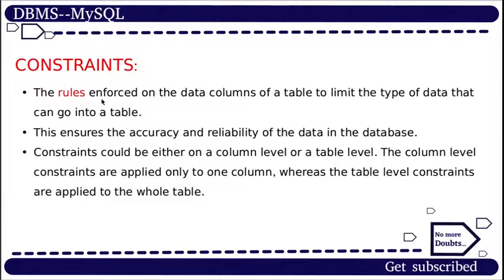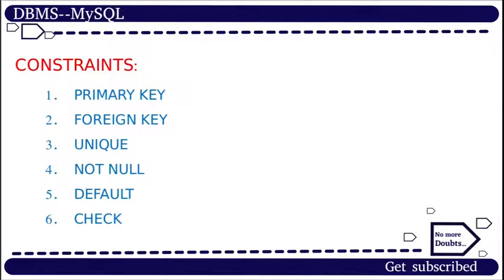These constraints, the rules, we can enforce on a single column of a table, or we can enforce on the complete table. The column level constraints are applied only to one column, whereas the table level constraints are applied to the whole table. In this tutorial we will be seeing only column level constraints, and we will see table level constraints in the later videos, in the next video, which is primary key and foreign key kind of constraints. Next, the constraints are mainly 6 types: primary key, foreign key, unique, not null, default, and check. These are the 6 constraints we are using, and let's explore these from the last one by one.